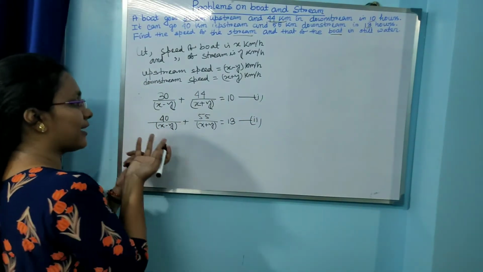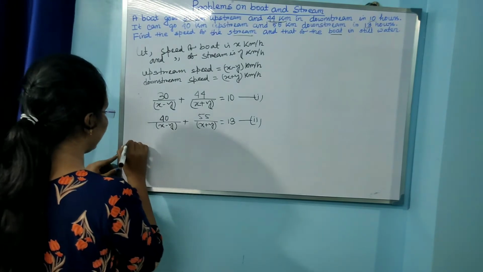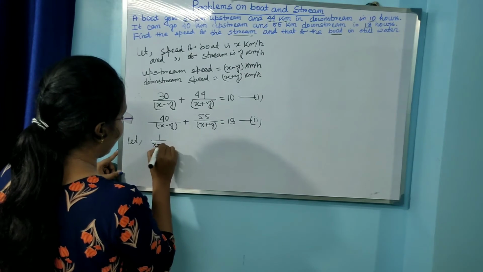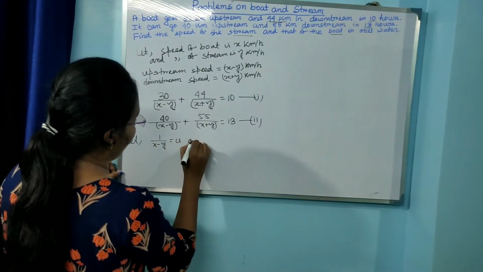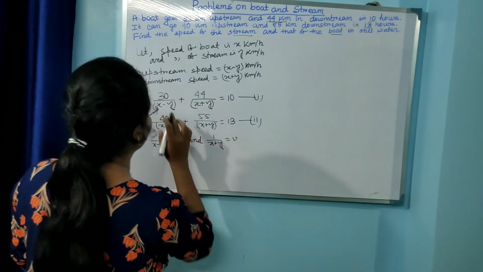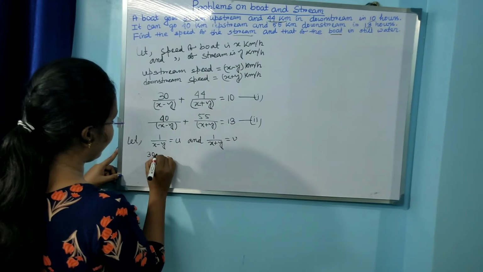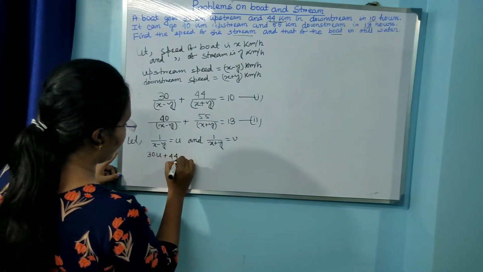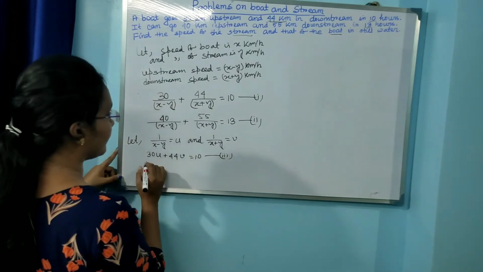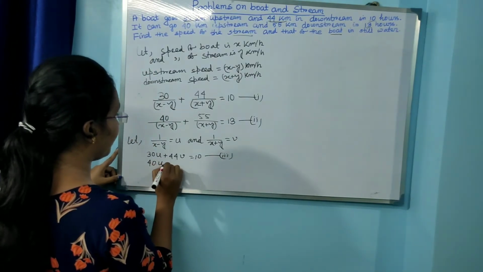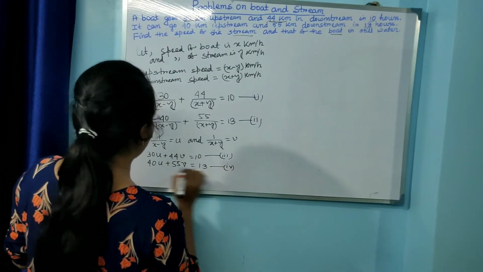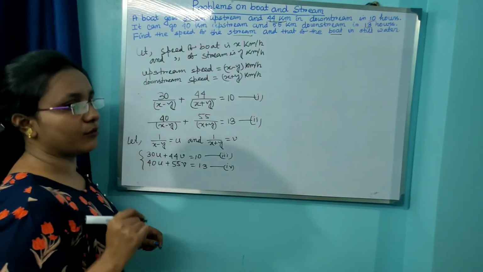Now we can make the equations, and after that you have to follow the reducible method, which is 1 upon x minus y equals to u and 1 upon x plus y equals to v. If you take, then the equation becomes 30u plus 44v equals to 10 and 40u plus 55v equals to 13. So now this is a set of linear equations and you can solve it.